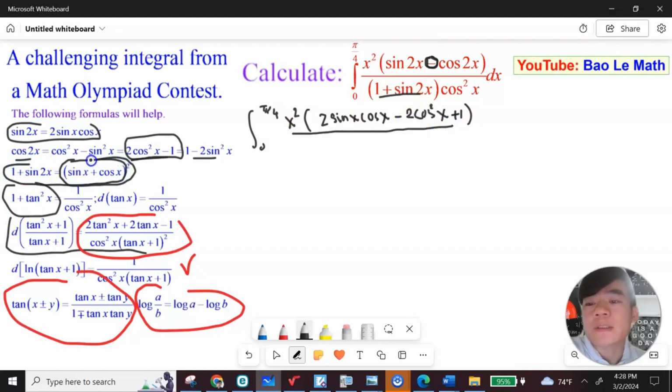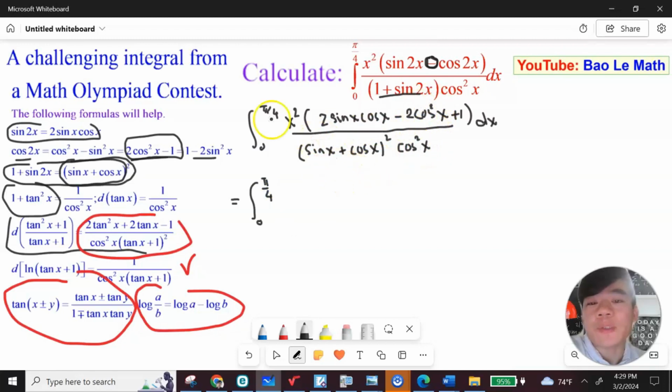So we have sine s plus cosine s all together squared times cosine squared of s ds, right? Now equal the integral from 0 to pi over 4. Now I'm going to divide the top and bottom by cosine squared of s.